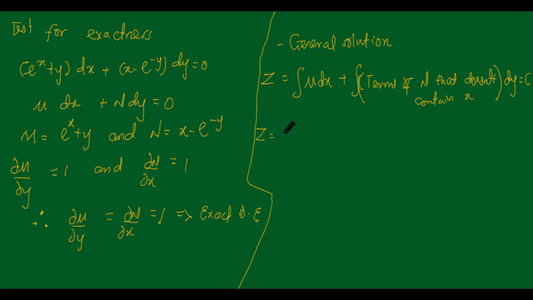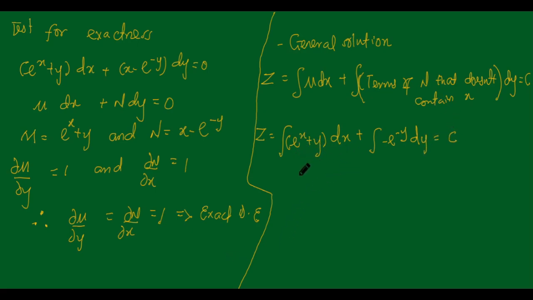So Z now becomes the integral of e raised to the power of x plus y with respect to x plus the integral of... Oh, sorry. We said the terms in N not containing x. So from this, we can see that the term of N that doesn't contain x is just minus e raised to the power minus y. So this becomes minus e raised to the power minus y dy. So this is equal to c.